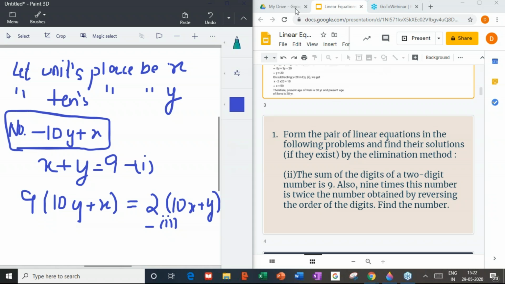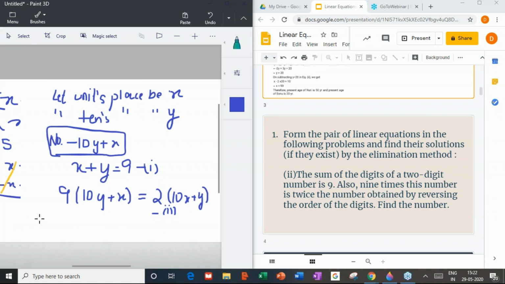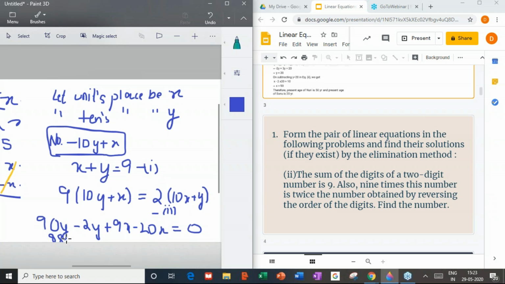Okay, Manasvi, are you stuck in the equation part? So if you simplify this equation here, you'll get something like 90y. I'm just going to bring this side directly, okay? Minus 2y plus 9x minus 20x is equal to 0. So this will be something like 88y minus 11x is equal to 0. So from here, do you see that the coefficient of y is 88, so you can multiply this equation with either 88 or 11. I'd say 11 because it's simpler. 88 will become complicated.